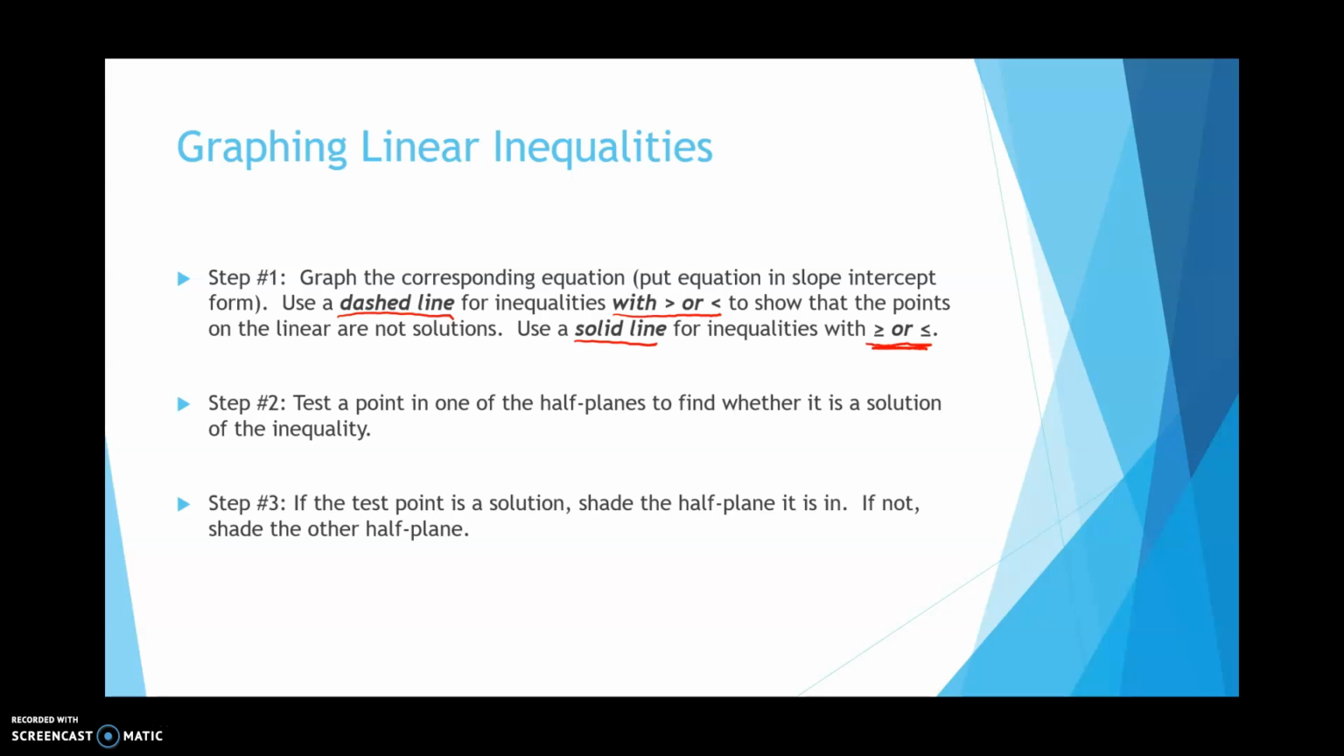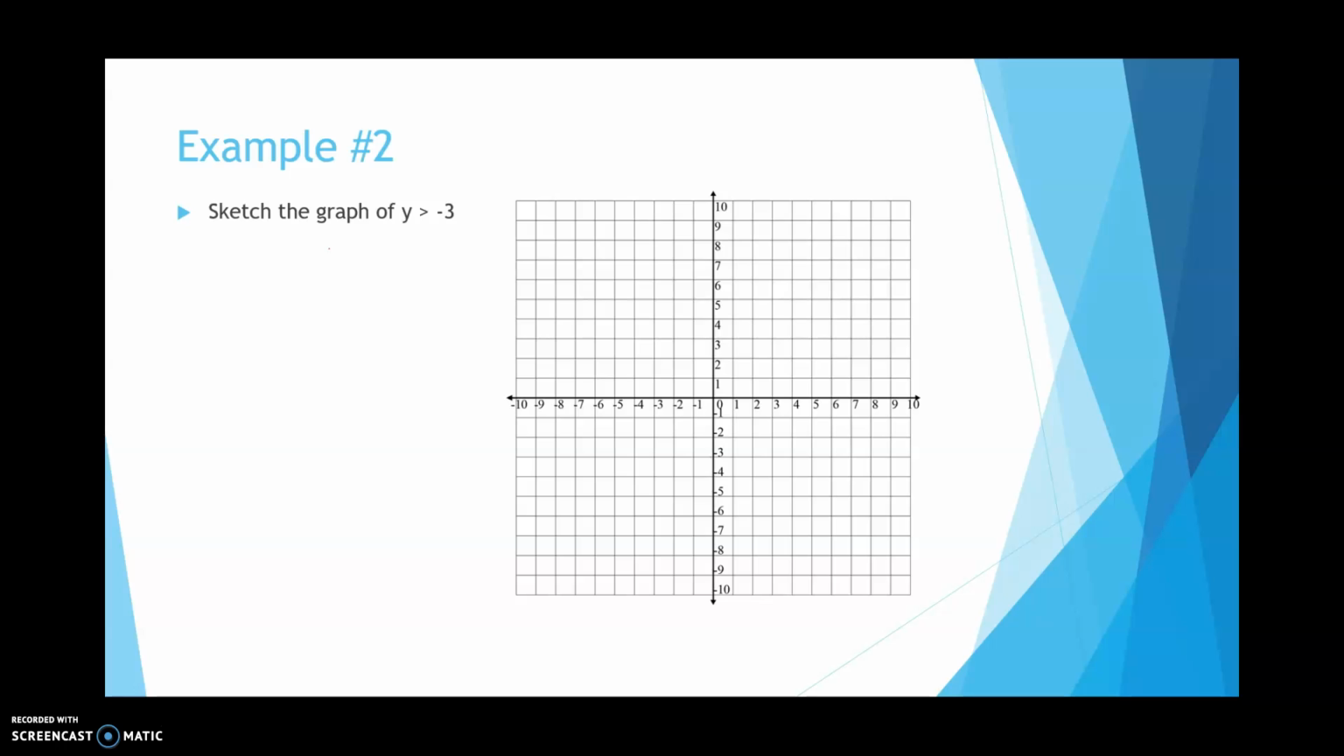If it's not a solution, then you're going to shade in the opposite plane based on what we graphed there. So let's go ahead and graph this. Our first example here, getting into the graphing, they want us to sketch the graph of y is greater than -3. So think of it in terms of y equals -3, but we're really working with the inequality of y is greater than -3.